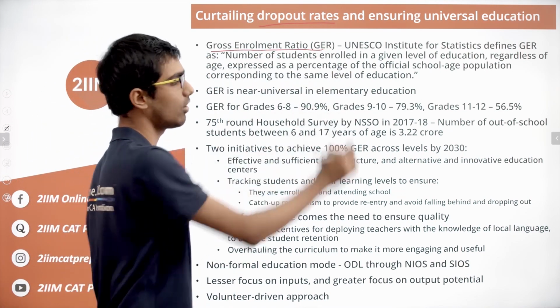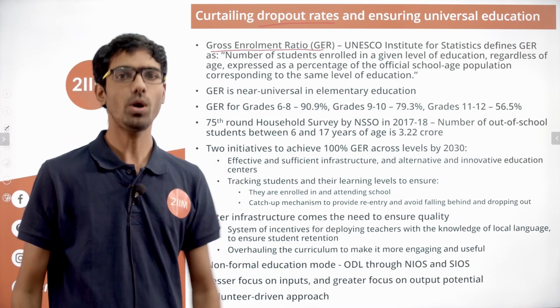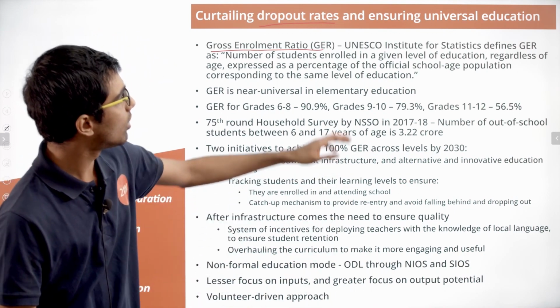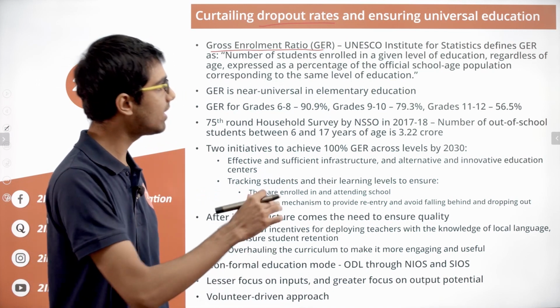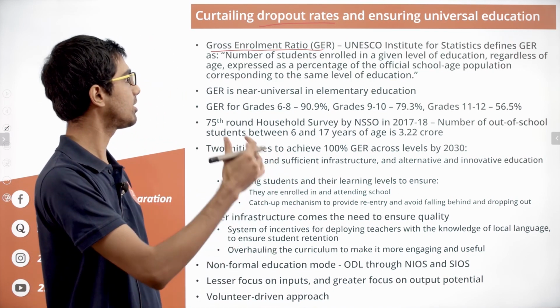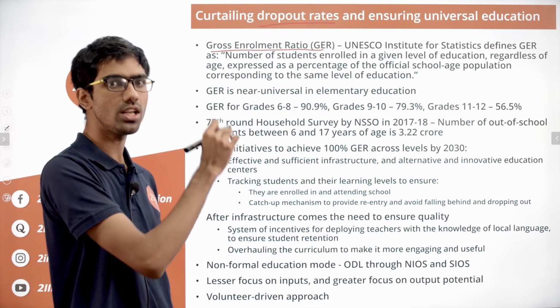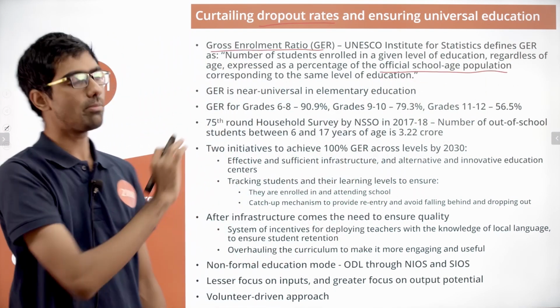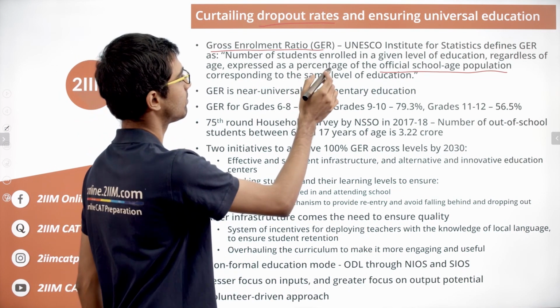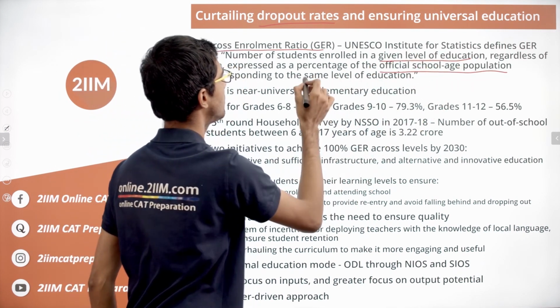It's called gross enrollment ratio, shortly GER. So what is a GER? There is a UNESCO definition for it: the number of students enrolled in a given level of education, regardless of age, expressed as a percentage of the official school age population corresponding to the same level of education. So this is what? Given level of education, same level of education.